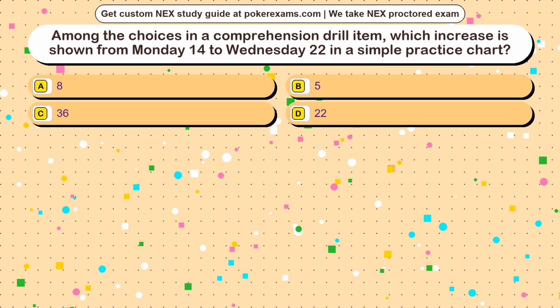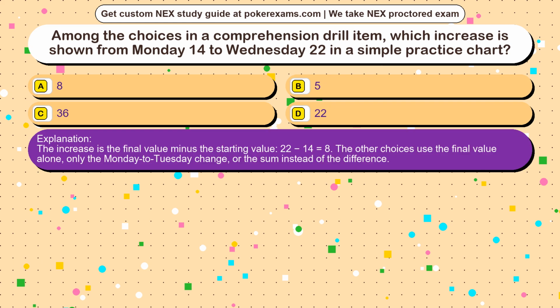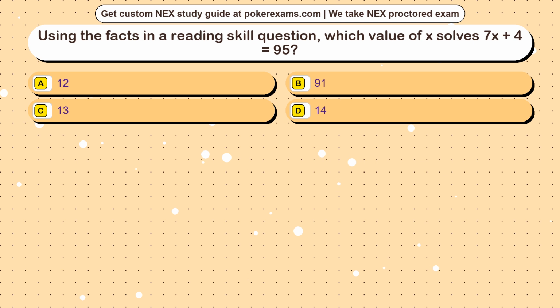The correct answer is option. The increase is the final value minus the starting value, 22 minus 14 equals 8. The other choices use the final value alone, only the Monday to Tuesday change, or the sum instead of the difference. Question 16.